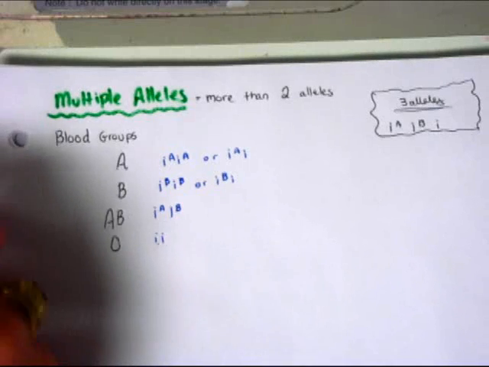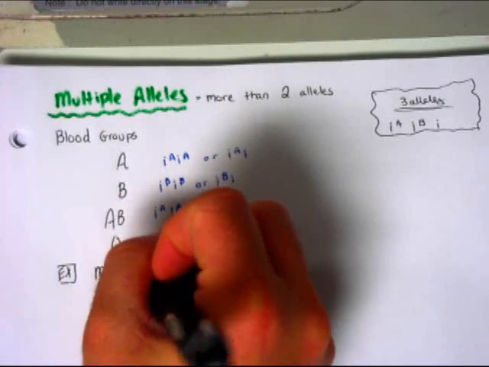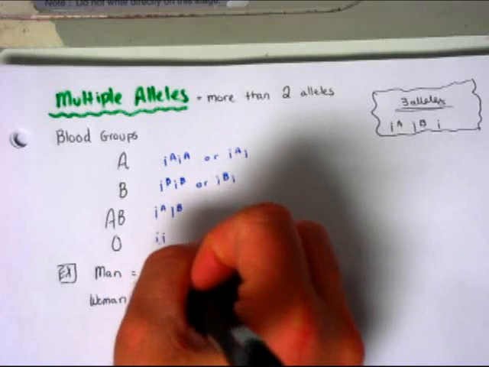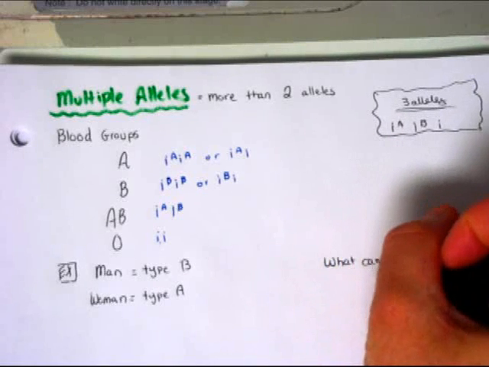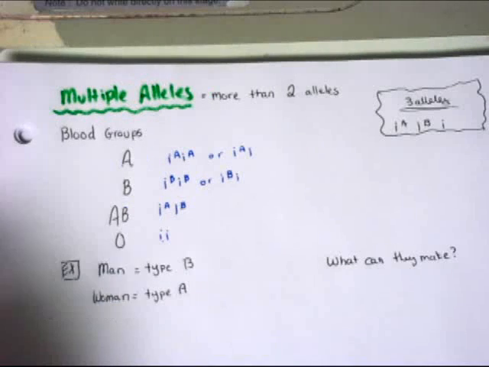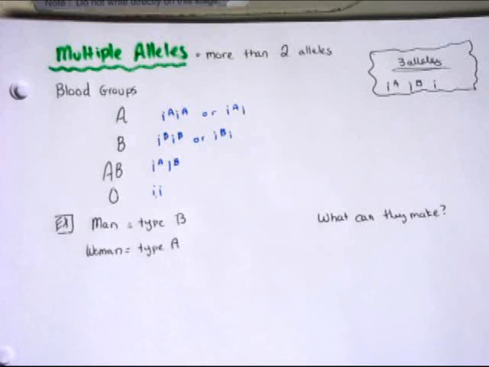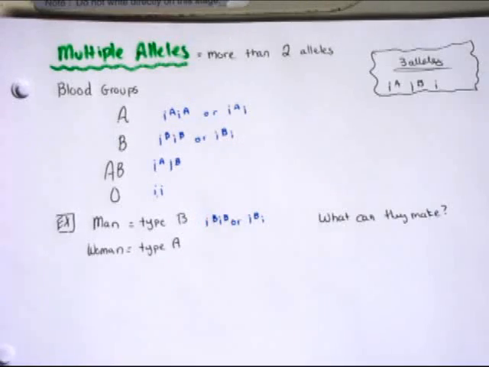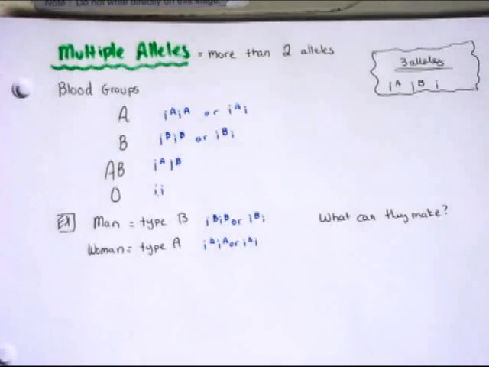Okay. So let me give you an example real quick. Let's say there's a man and you're told that he has type B blood. And he's married to this lady, and she's type A blood, and the question is, what can they make? I know that's not the proper way to ask the question, but I'm trying to be simple. So what can they make? Someone wrote down earlier, obviously a child, and it's like, of course. What can the man be? So IBIB, or he could be IBi. And the woman could be IAIA, or she could be IAi. Correct?